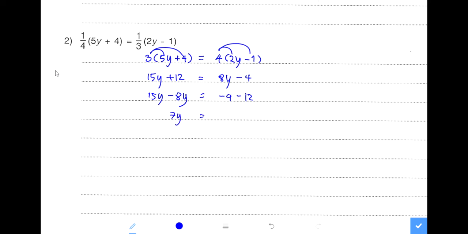Okay, 7y, and then this one is negative 16. So my y is negative 16 divided by 7. Change to a mixed number. 7 goes into 16 twice, which is 14, with a remainder of 2. So it's negative 2 and 2 over 7. Okay, 2 sevenths.